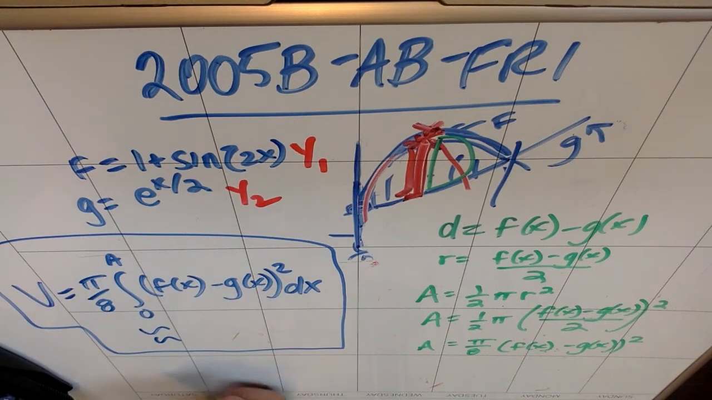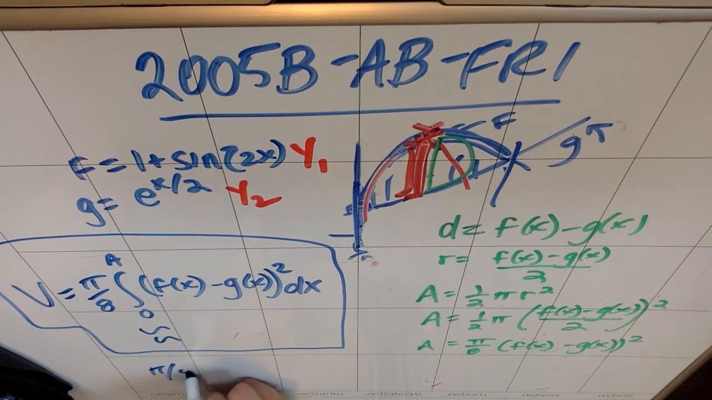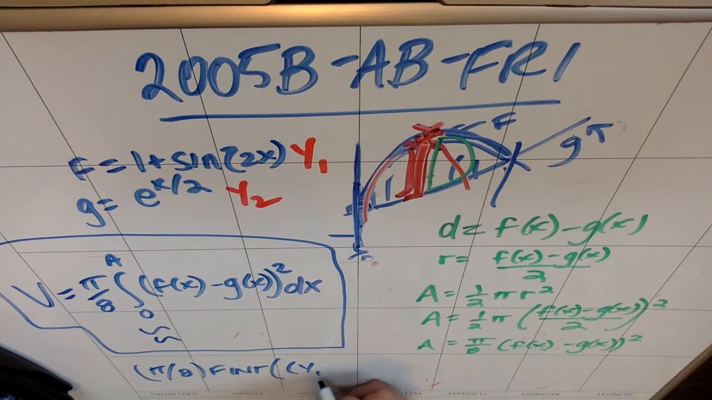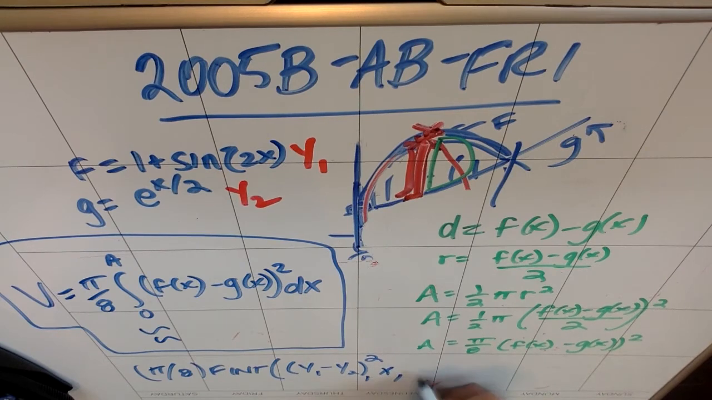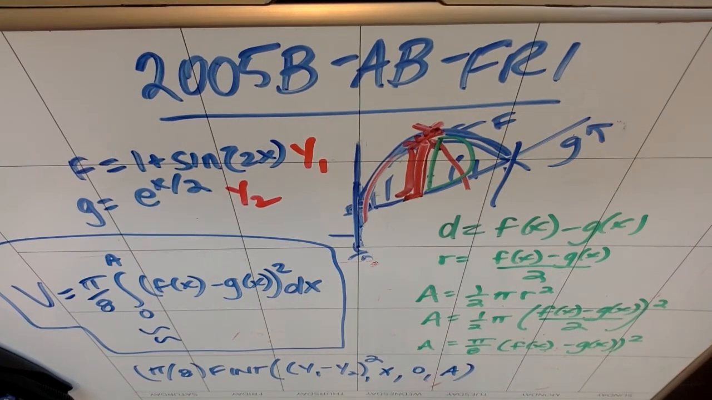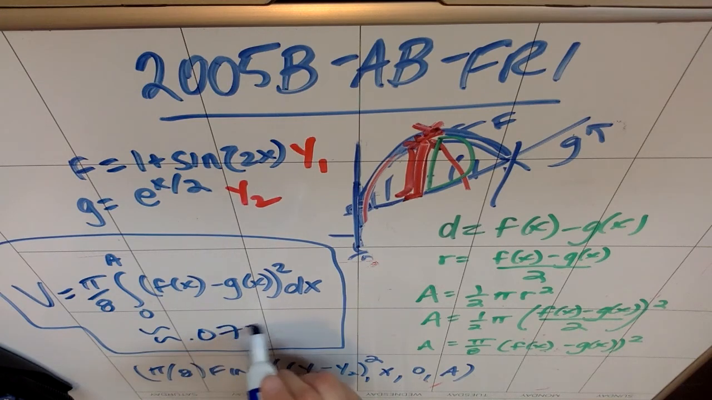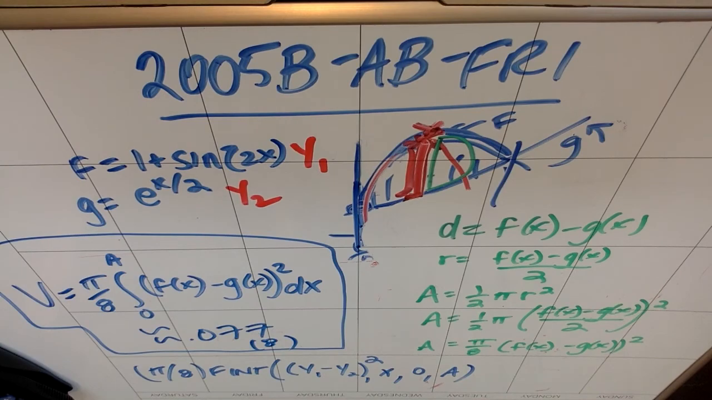But what you need to know how to enter is pi over 8. I like putting it in parentheses. You don't actually have to. Function integrate, which is math 9. And then in parentheses, y1 minus y2 quantity squared. That's its own set of parentheses, with respect to x from 0 to a, right? And when you do that, you're going to get 0.077 or 0.078, depending on if you round or truncate. Cool beans?